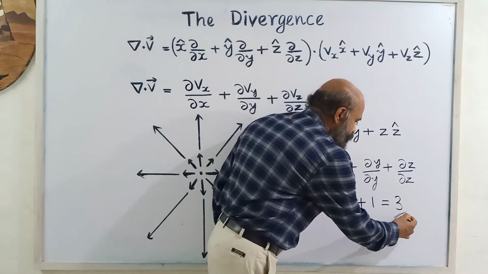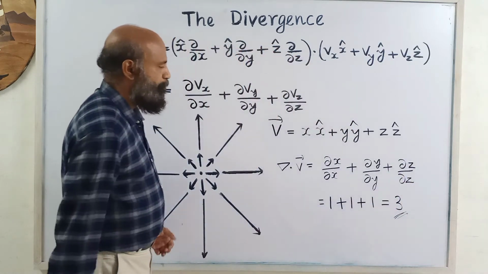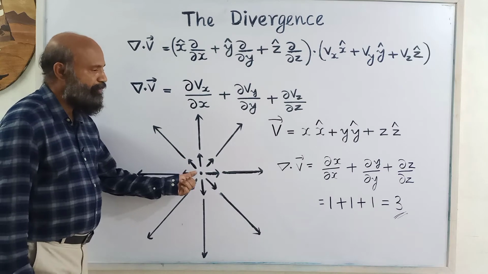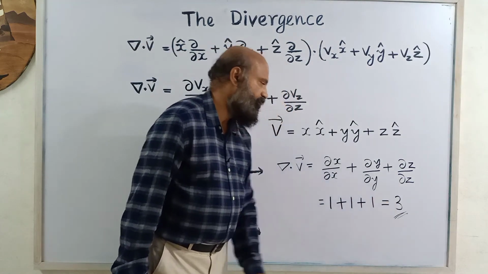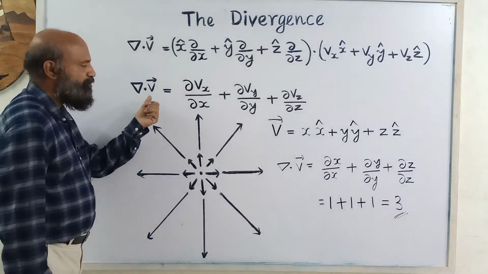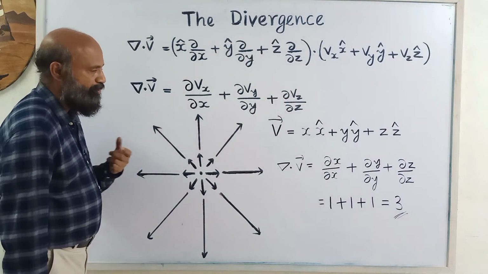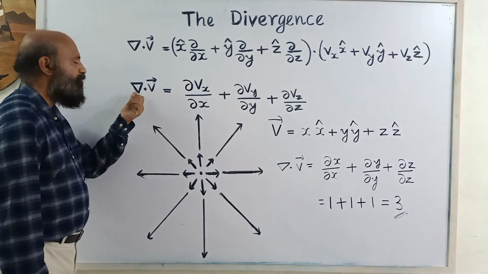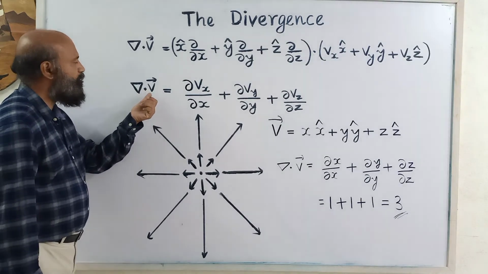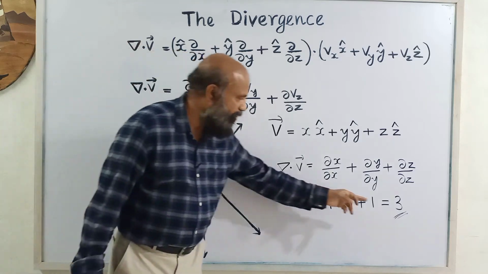As anticipated, it's a positive divergence. So divergence is 3. See, it's a scalar quantity. Divergence of a vector is a scalar quantity. Gradient of a scalar is a vector, but divergence of a vector quantity is a scalar.